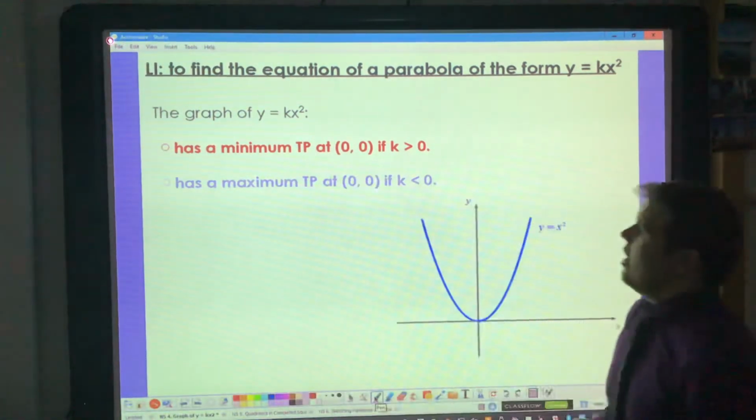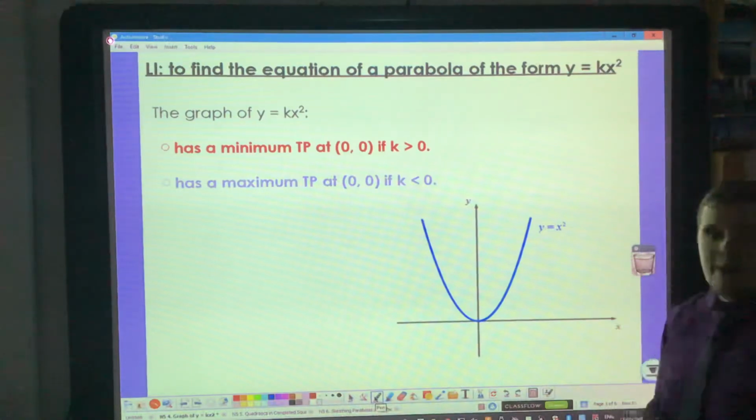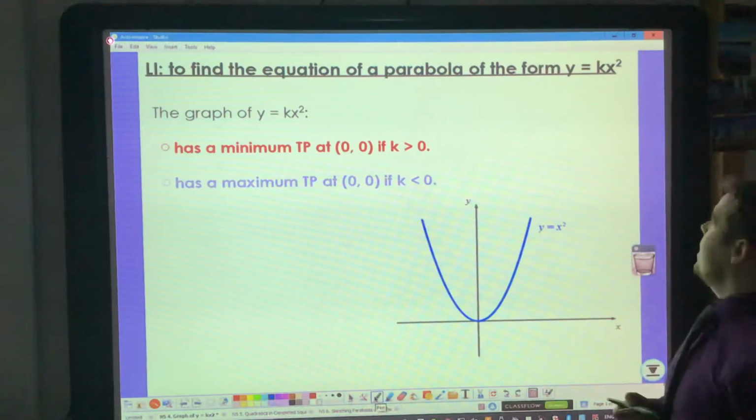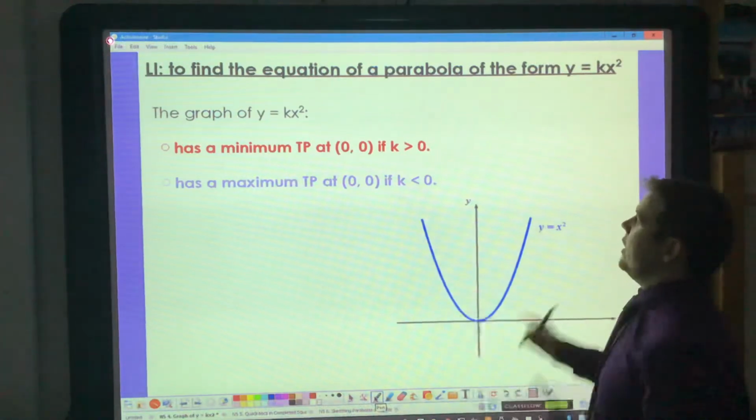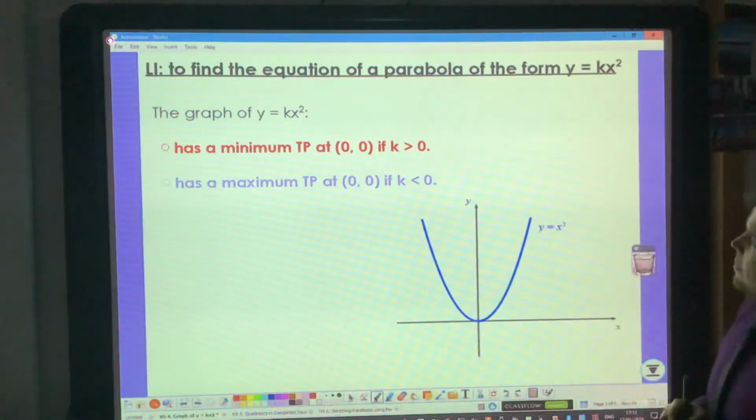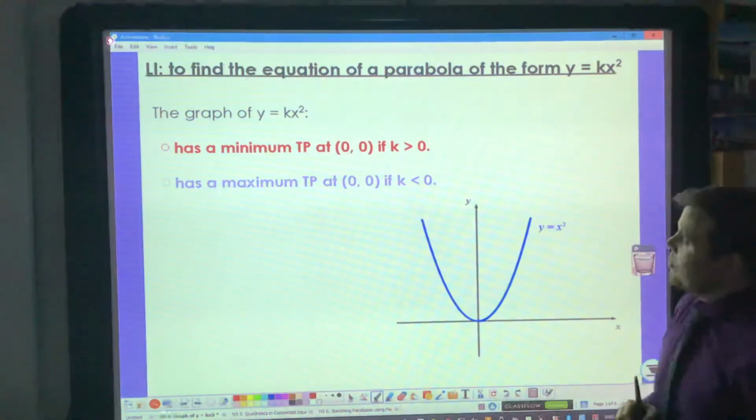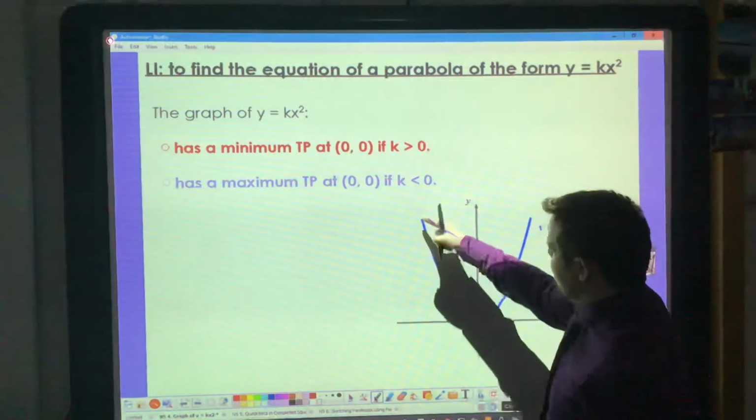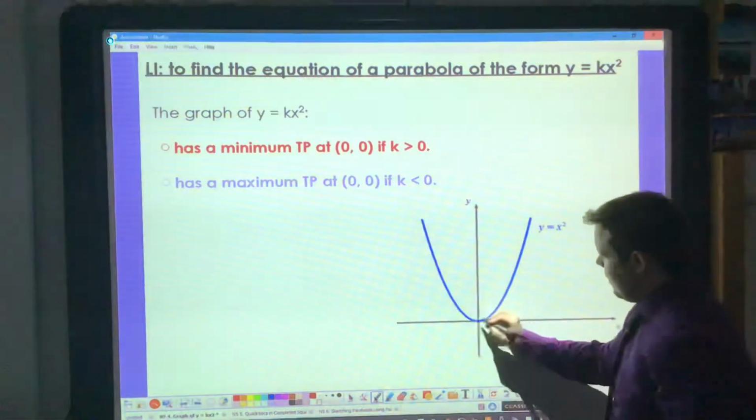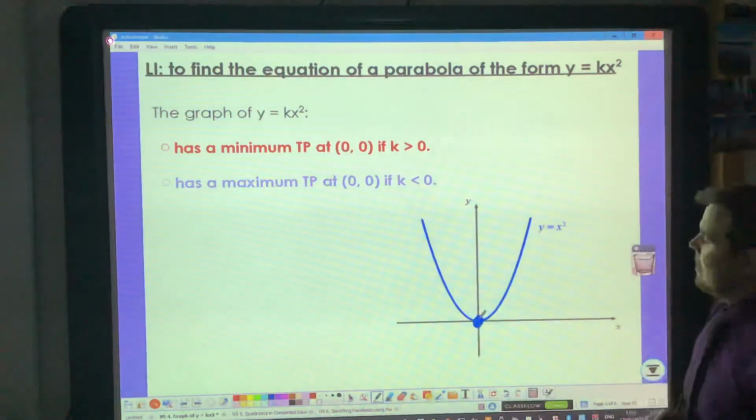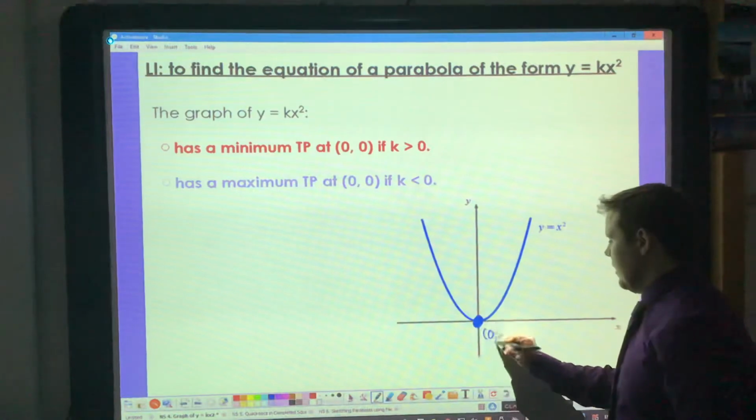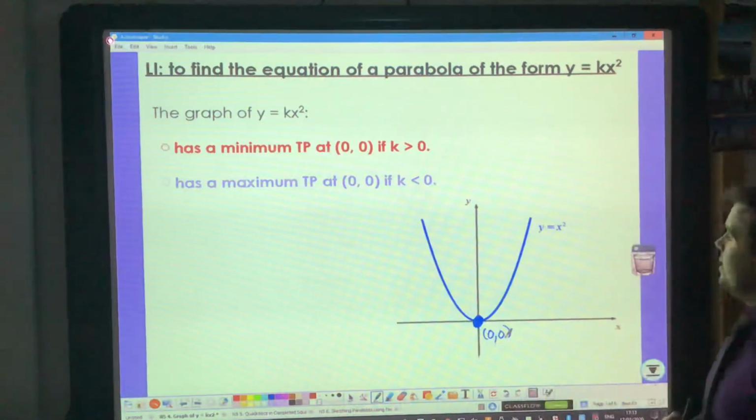Okay, so we are going to find the equation of a parabola in the form y equals kx squared. A parabola is the graph of a quadratic equation. So a couple of things here. The graph of y equals kx squared has a minimum turning point. That's basically when the graph comes round and it turns here. So that is your minimum turning point at 0, 0, the origin, if k is positive.